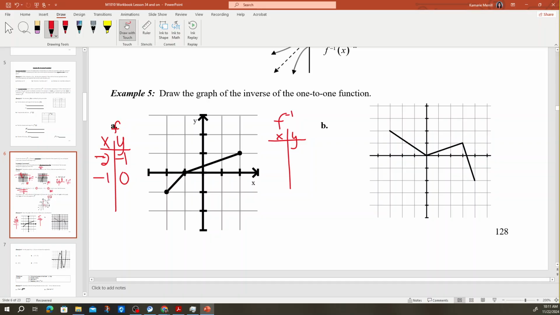-1, 0 is a good one. 2, 1. And you could have done any of those decimal ones as well. But if you have enough to be able to do it, then you're fine. Give me the inverse ordered pairs then.